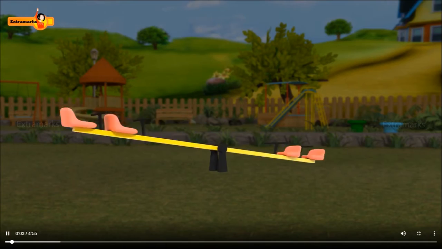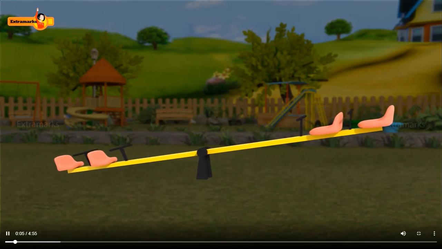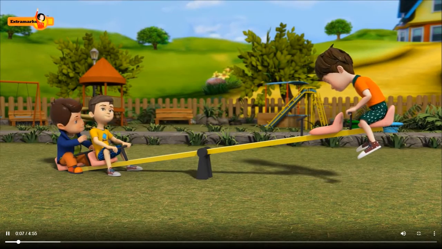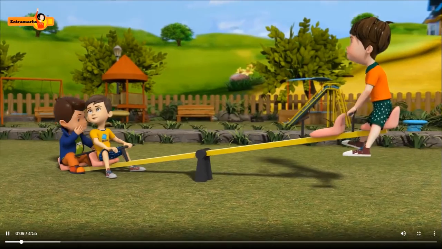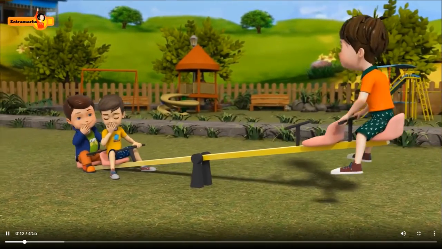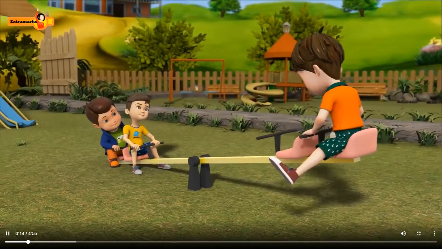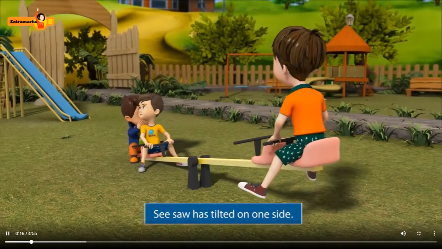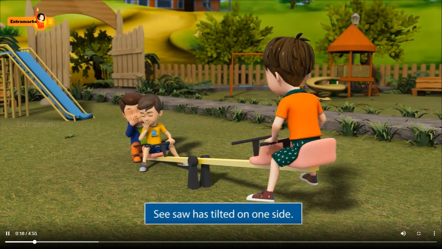Seesaw is a swing made of board balanced at the center. Ron, John and Matthew are trying to take position on a seesaw. They have similar weights. Ron and Matthew go to one side and John on the other. Oh, it has tilted onto one side.